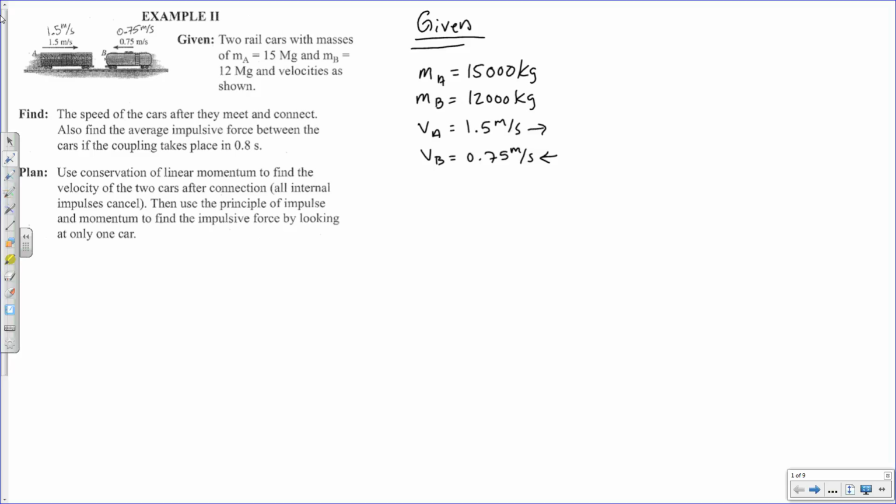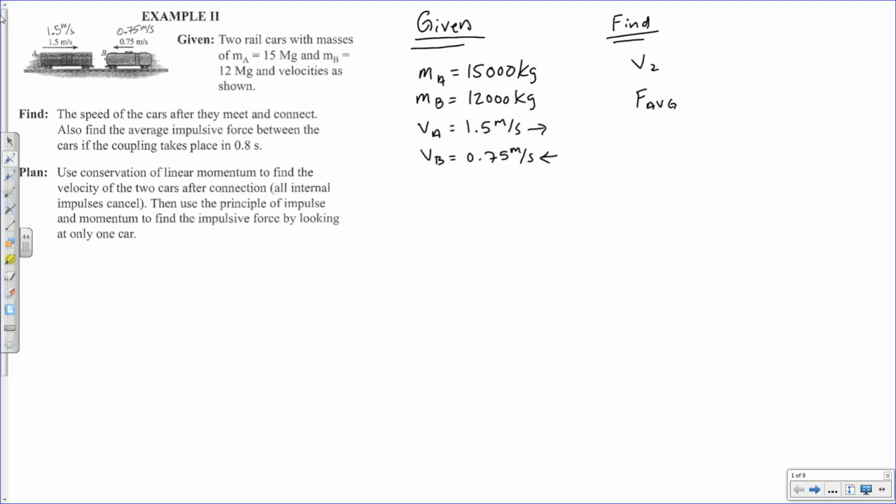Okay, so what is it that we're trying to find? We're trying to find the final speed of the two cars. I'm just going to call that V2 because they end up connecting with one another. So they move together with a common speed, and I can just use one variable, V2, to describe that. And we also need to determine the average impulsive force that acts during this impact between the two objects as they come together.